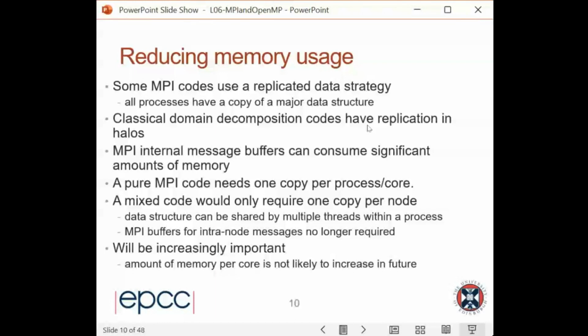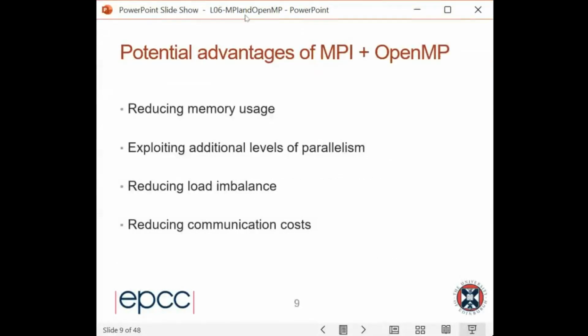Our first system, HECToR, back in the mid-2000s, had dual core nodes, and then we went to quad core nodes. ARCHER, the predecessor to ARCHER2, had 24 cores per node. Now we have 128 cores per node. So the multi-core parallelism is going through the roof, but the amount of memory is not. Memory is expensive and power hungry, and so we're tending to get less memory per core. The amount of memory per core is not likely to increase, and so saving memory is becoming increasingly important.